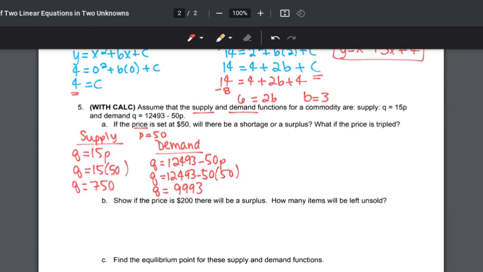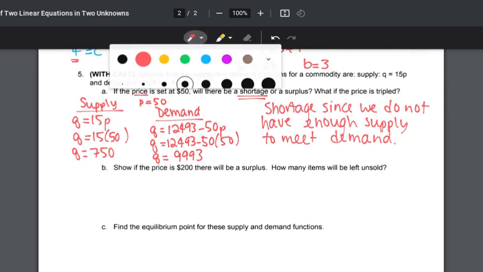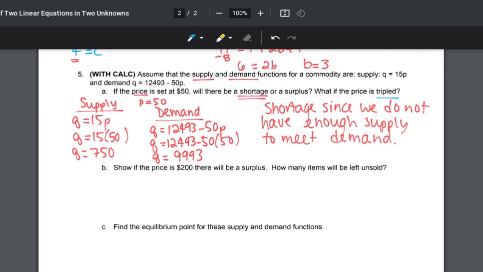All right, so you have in your supply 750 items. But the demand from the consumer is that they need 9,993 items. So there's definitely going to be a shortage because we are not going to have enough supply to meet our demand. So if we went with a tripled amount, that would be P equals 150, and we could try the supply and demand equations with that.